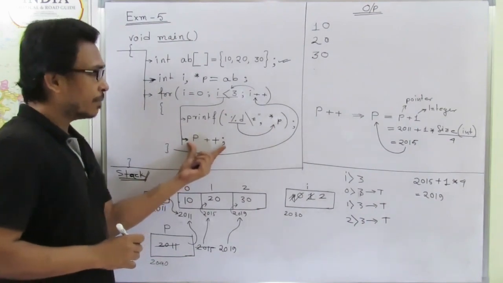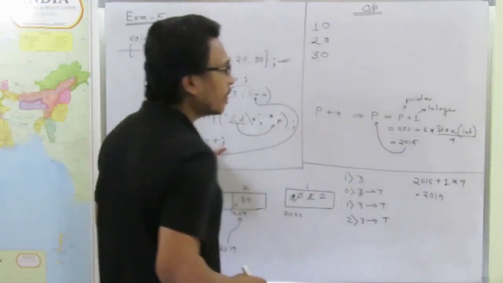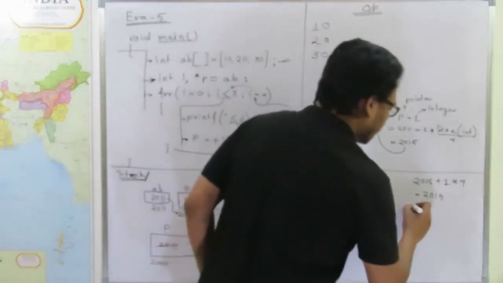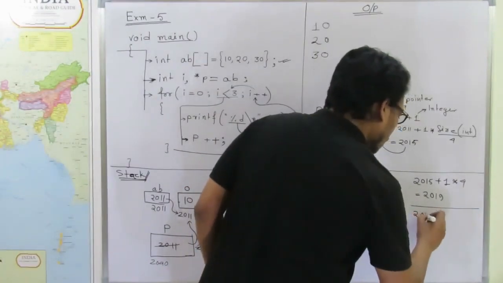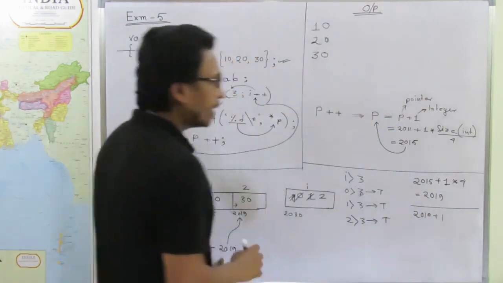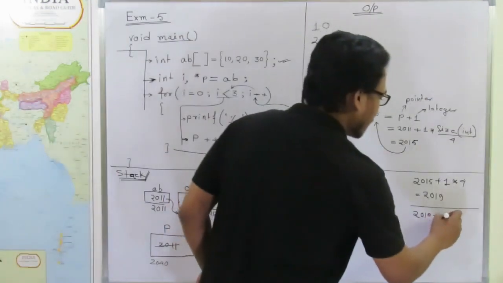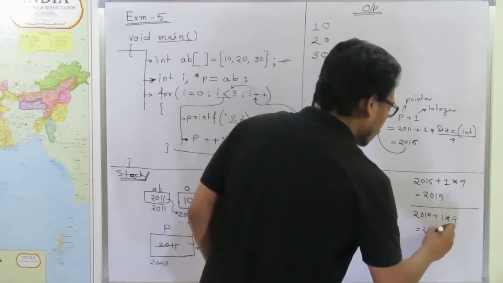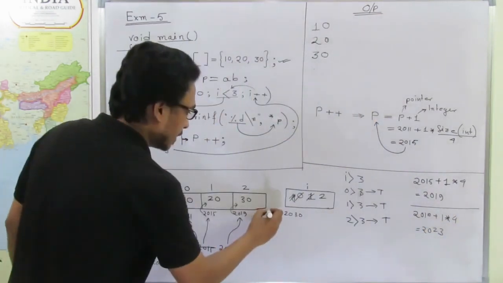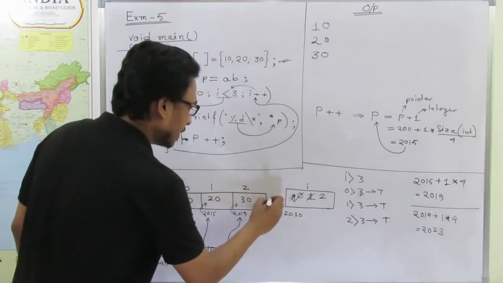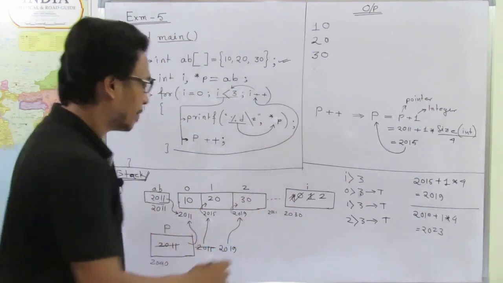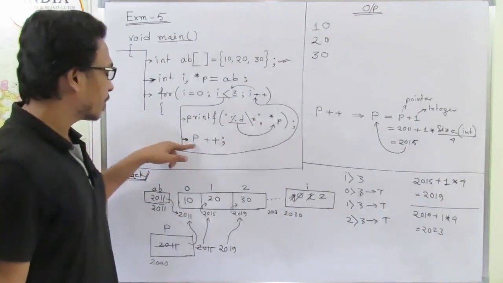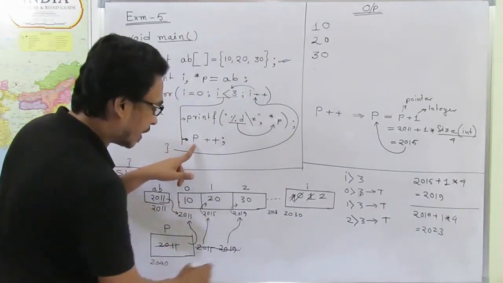The next instruction is p++, that means this particular instruction will be evaluated again. Now the content of p is 2019. So 2019 plus 1 times the size of int. What is the size of int? The size of int is 4. So here it will give us 2023. That means 2023 is the next address in the memory block. Clear? Now after evaluation of this instruction, this value will be updated to 2023.